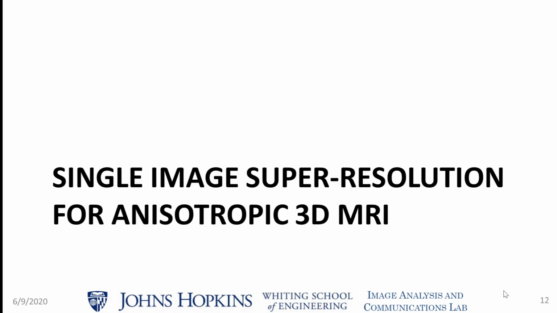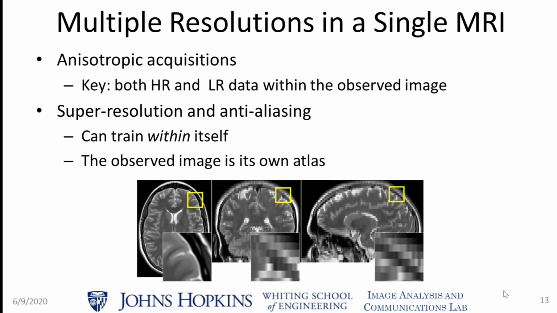So now I can get to the method that I'll be speaking about for the rest of the talk. This involves anisotropic acquisitions, and the point to note here is that when you look at these, you can readily see that there's high resolution information in the in-plane image, and there's low resolution information in any of the through-plane directions. So the data has both types of information in it, and then we can use the data to train itself. And in that case, the observed image is also its own atlas.